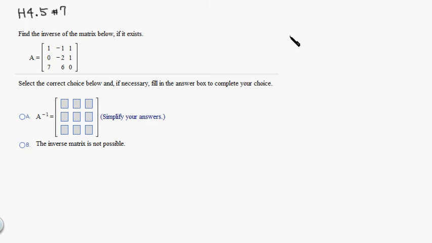Okay, let's go over homework 4.5, number 7. All right, let's find the inverse matrix of this given matrix A. So we're going to just write down the same matrix, 1, -1, 1, 0, -2, 1, and 7, 6, 0, right? Then put the identity matrix right by it. So 1, 0, 0, 0, 1, 0, and 0, 0, 1.